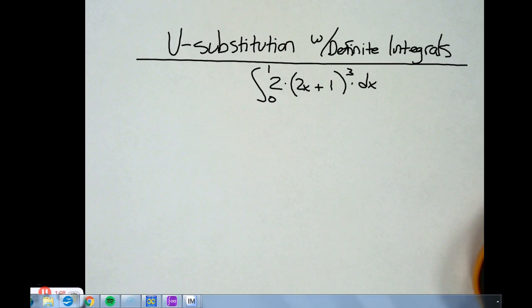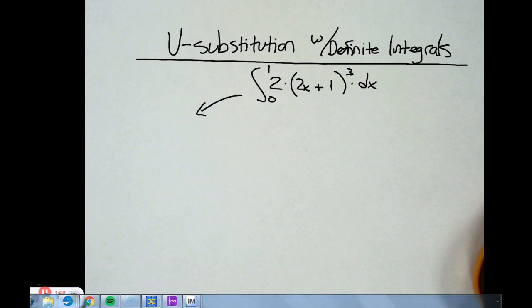Okay. So there's two ways we can do these. Kind of like before, you can either use u-substitution or you could choose not to. But I'm going to go through both ways. There's advantages and disadvantages to both. Let's just kind of start going.